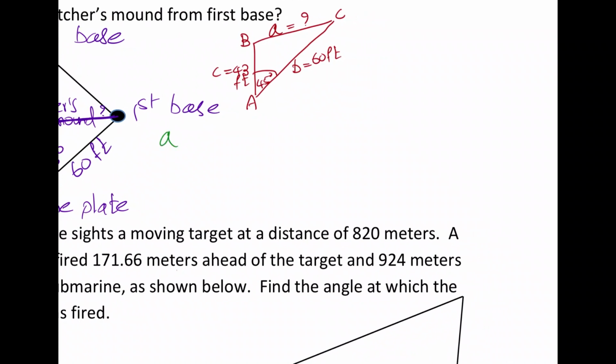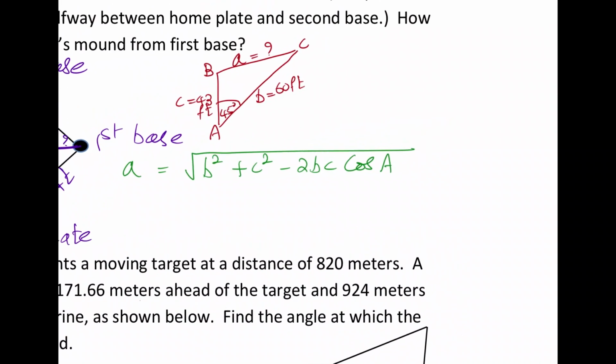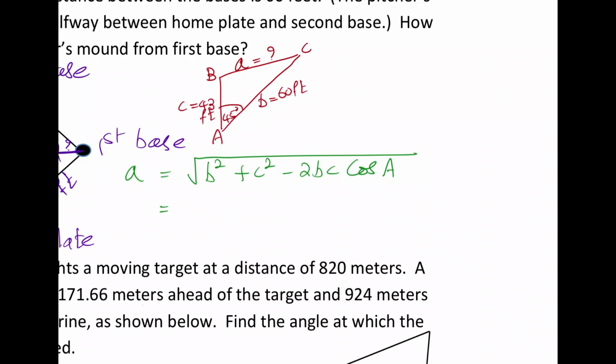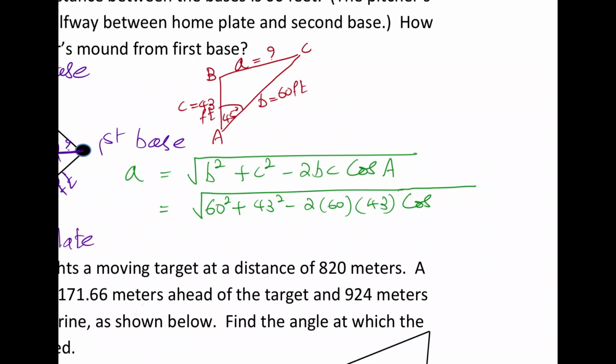So side length A is the square root of B squared plus C squared minus 2BC times the cosine of angle A. And we have all of this information given in the problem, so we just need to plug it in. So B squared would be 60 squared, plus C squared would be 43 squared, minus 2 times B times C, and then times cosine of angle A, which happens to be 45 degrees.